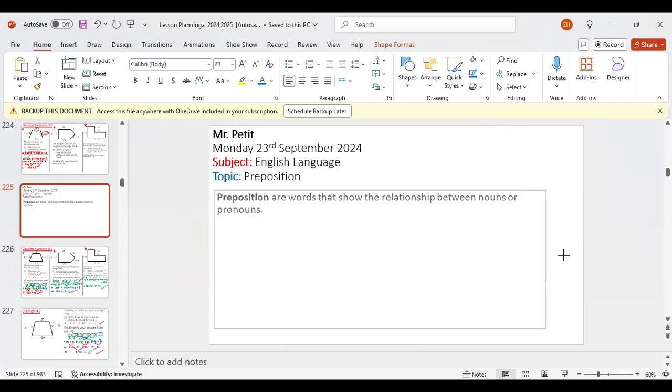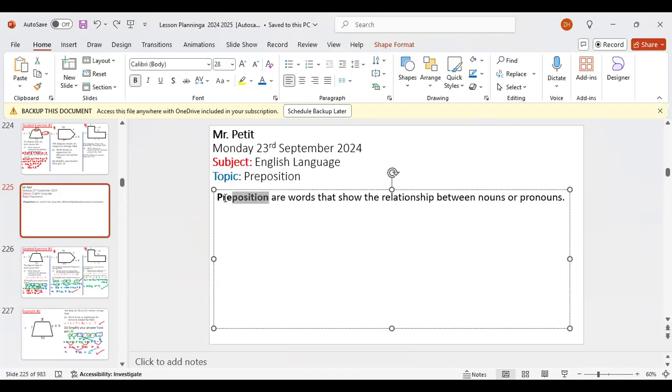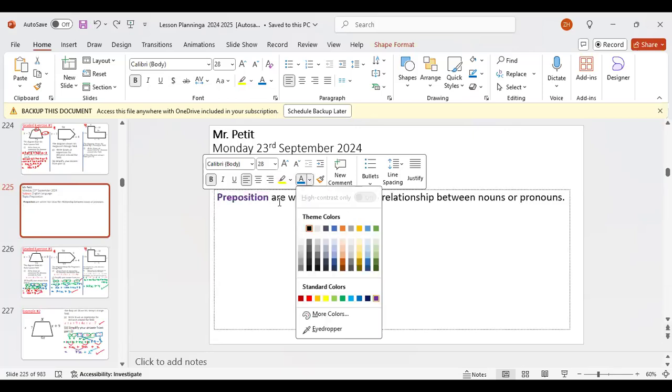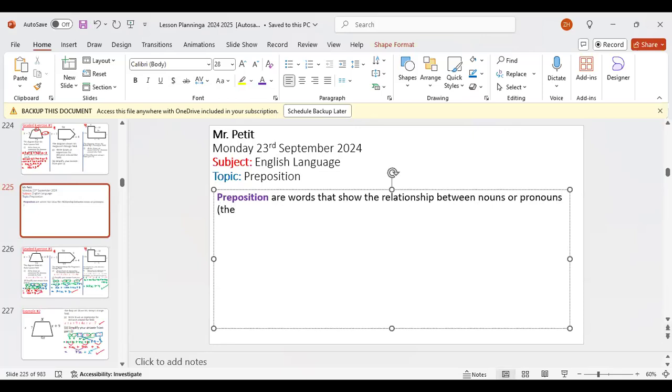Ronald says he heard about it, but he needs a refresher. It's no problem. So these are words that show relationships between a noun and pronoun. That's what we mean by preposition. And we call the noun or pronoun the object of the preposition.